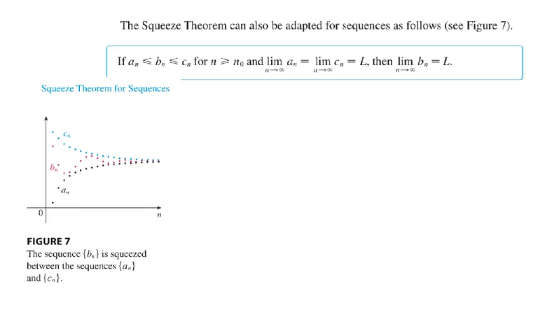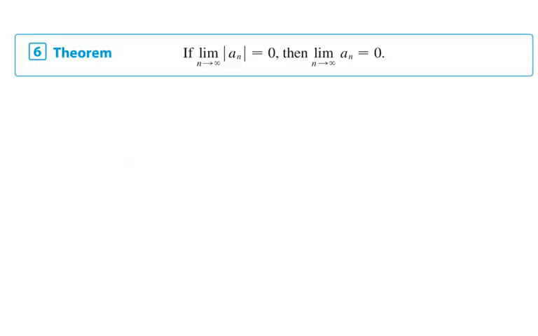We have another useful fact we're going to look at. And this is a theorem. If the limit as n approaches infinity of the absolute value of a sub n equals 0, then the limit of a sub n also equals 0.